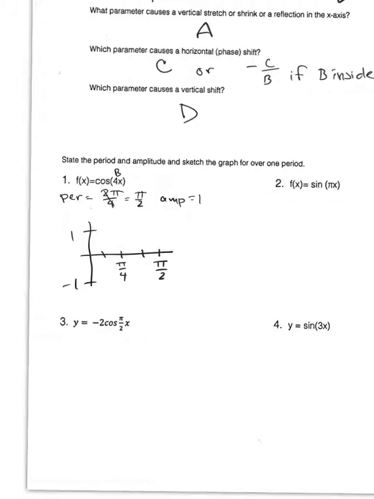Now, the pattern for cosine, you have to know this. Starts high, ends high. Halfway it goes to the low point, and in between there, you go through the zeros. And there's our graph for that one.